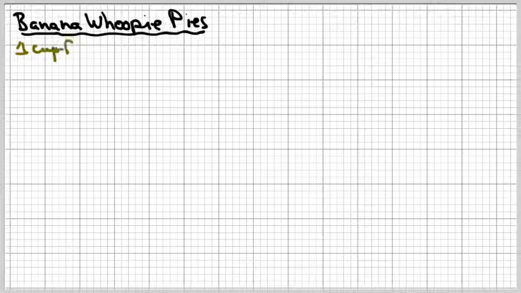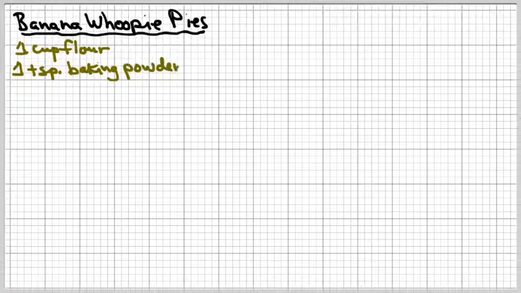In this problem, we're going to do another recipe type of stoichiometry. In this case, we're going to make banana whoopie pies. So first of all, I'm listing out all of the ingredients that it takes to make these.